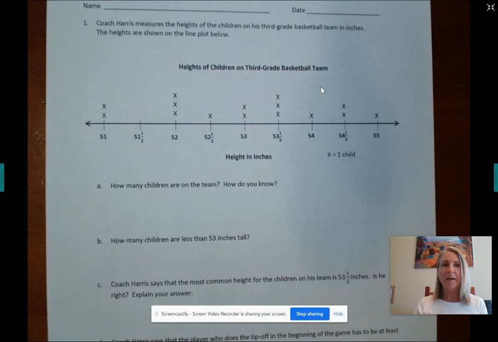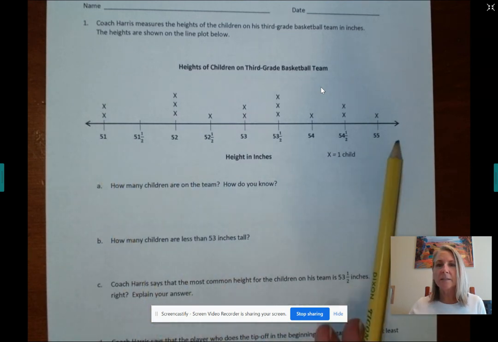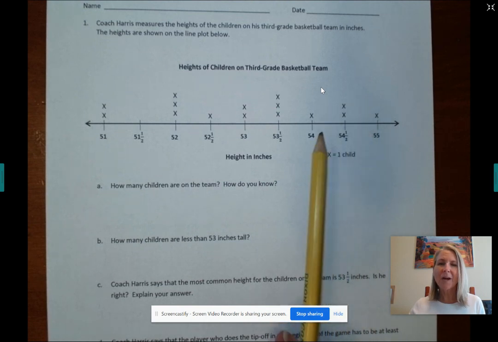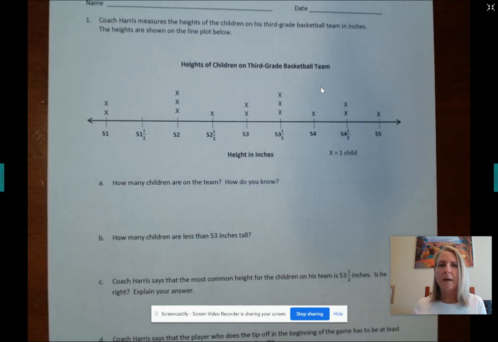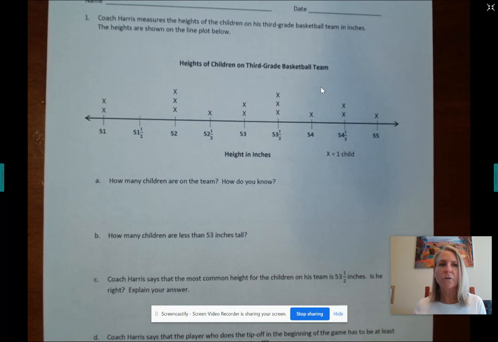On number 1, it says Coach Harris measures the heights of children on his third grade basketball team in inches. The heights are shown on the line plot below. We've had some experiences with line plots in the past. It's just another way of organizing data. It utilizes a number line and then, kind of like a picture graph, uses symbols above that number line to indicate how many of each interval you have.